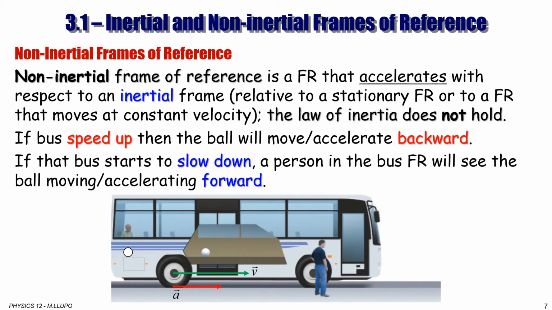Now, if the bus this time is going to slow down, what is going to happen? If the bus slows down, a person in the bus frame of reference will see the ball moving forward, accelerating forward. So it's going to move forward to keep the same state of motion as before, because acceleration was backward, it's slowing down, it's braking. So the speed or velocity of the bus is going to decrease in magnitude, but the ball is free to roll, so it's going to keep the same velocity as before.